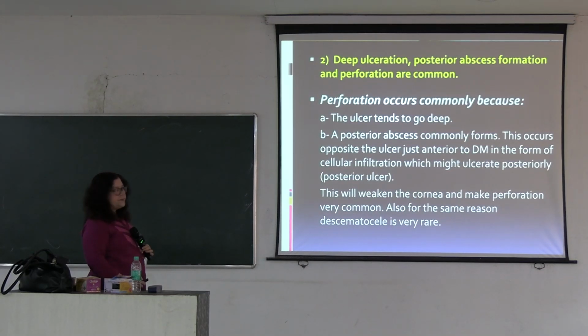Then deep ulceration, posterior abscess formation and perforation. Perforation is more common due to involvement of the deeper layer of the cornea, and if the deeper layer is involved, an abscess is formed, and this abscess destroys Descemet's membrane. So this ulcer also infiltrates the posterior layer, and there is weakening of the integrity of the cornea, and that's why perforation occurs.